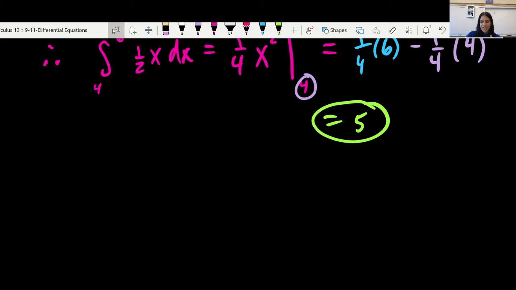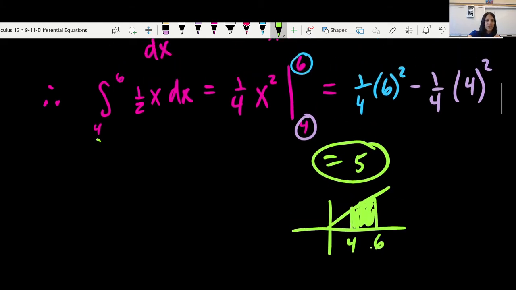And although I didn't ask for it, if I wanted to sketch this out, we would just have, let's say that's my 6, and I'm going to do that as 4. That would be telling me that this area from 4 to 6, like from the 4 and the 6 there, is equal to 5 when we work our way through what it is that we're getting.